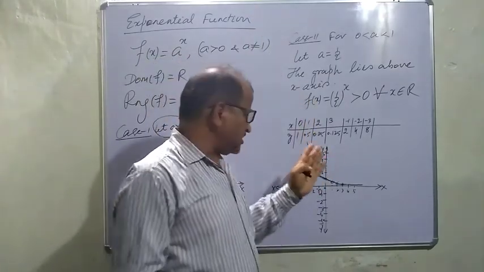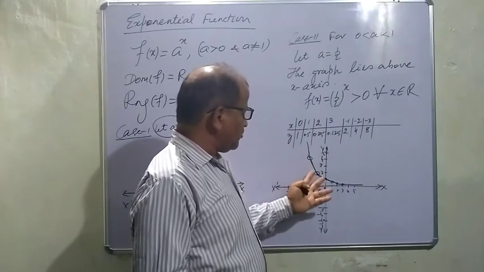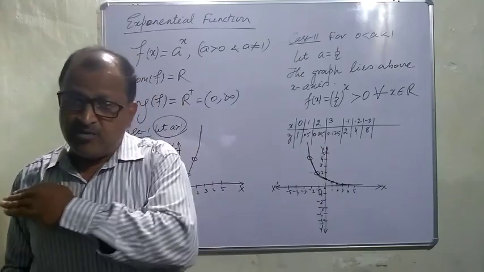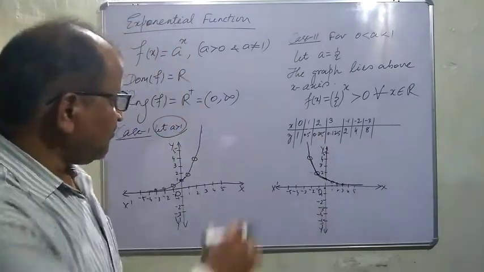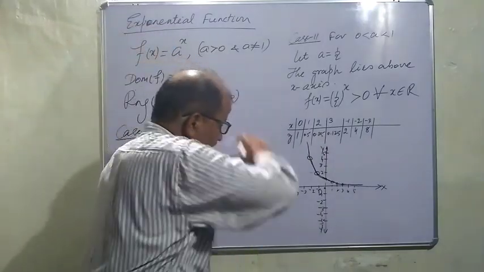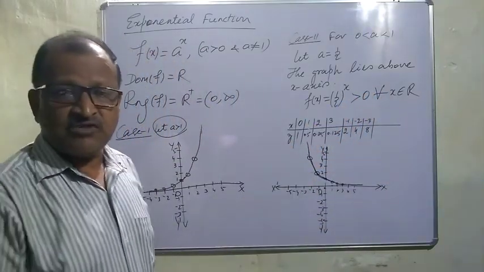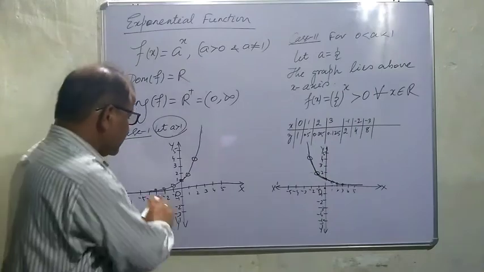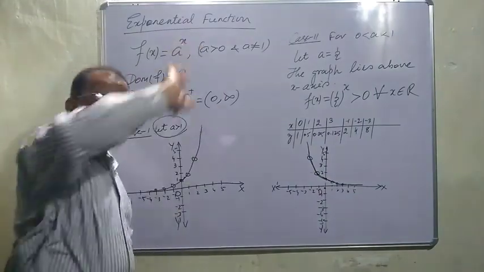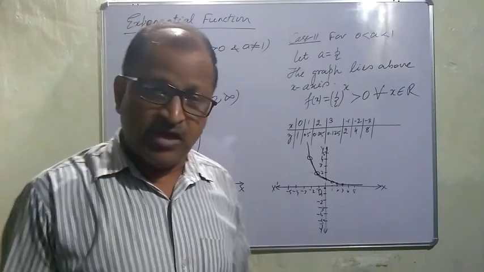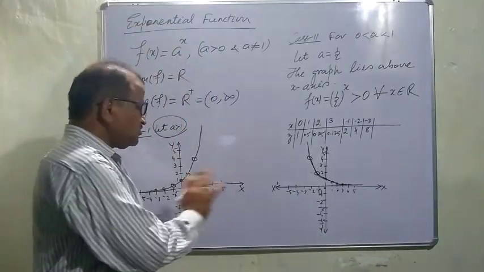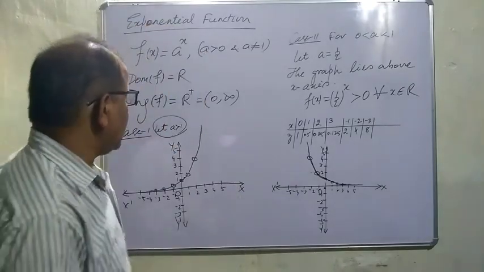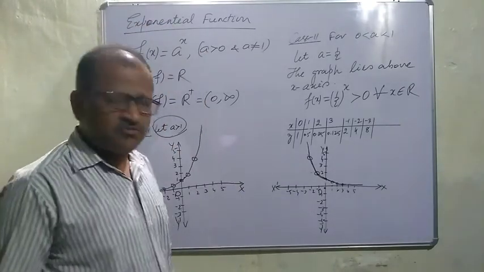Yes, the value will increase. That means while we are moving from left to right, the graph is rapidly decreasing. The graph is rapidly decreasing from left to right. And in this case, the graph is rapidly increasing from left to right. Okay. So these are the graphs of your exponential function. Now let us discuss some of the properties.